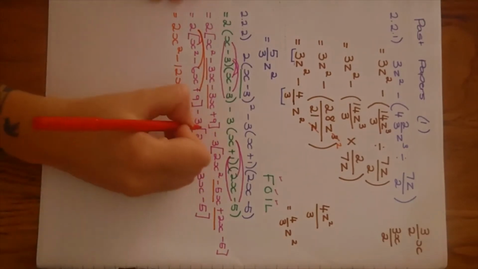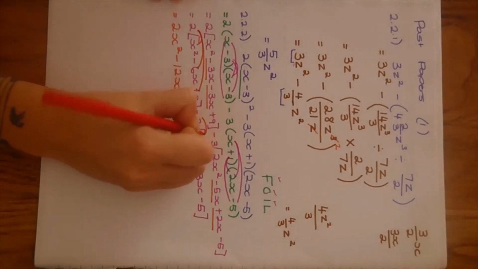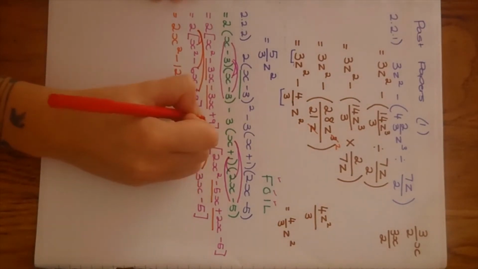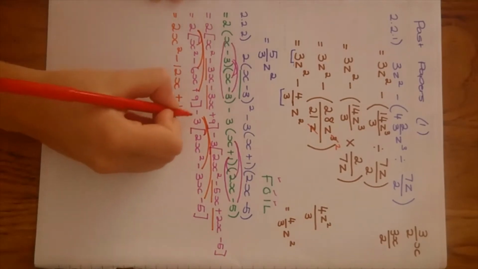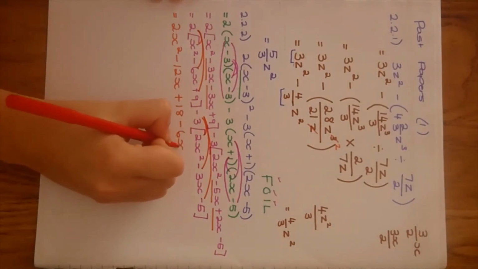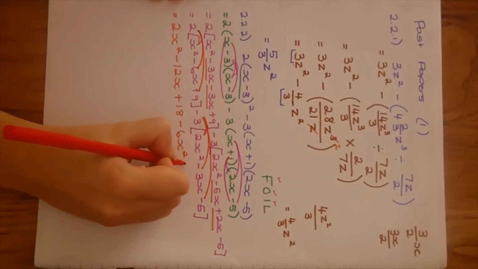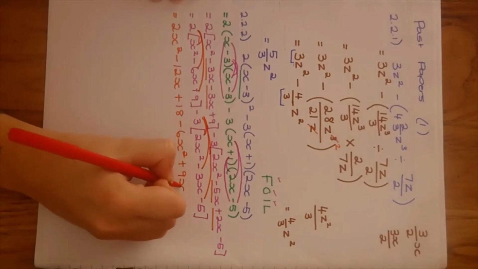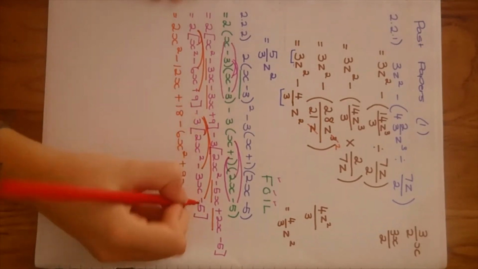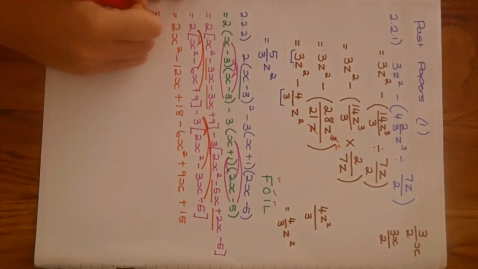Okay, same thing with this one, the minus 3. Remember, it's not just 3, it's minus 3. You want to times it by all three of those things. So minus 3 times 2 is minus 6x squared. Minus 3 times minus 3x is plus 9x. Minus 3 times minus 5 is plus 15. Okay, we are almost at the end.